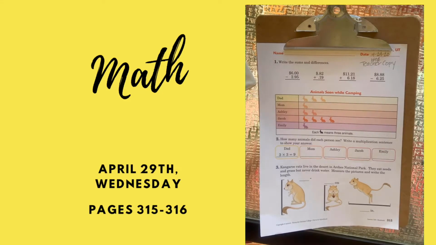Okay, it is Wednesday, and we are going to do page 315 and 316 in math. It's the one that has the little kangaroo rats on the bottom here.